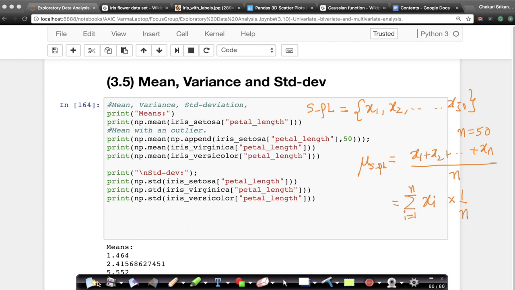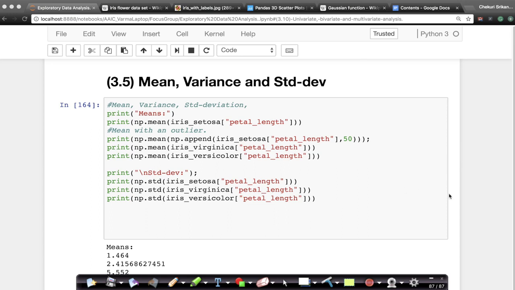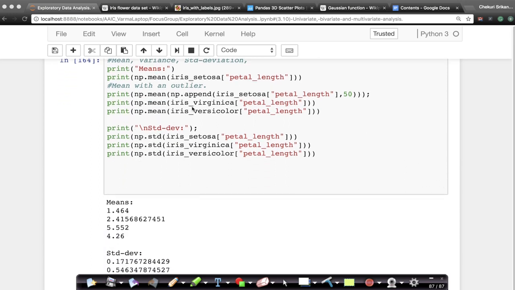Now you might ask me, what is the use of mean? Why are we learning about the mean here? So now let's take a very simple question. Let's look at the code. I'm just printing the means. np is basically nothing but your NumPy. NumPy has a simple function called mean, and I'm printing the mean of petal lengths of setosa, versicolor, and virginica.